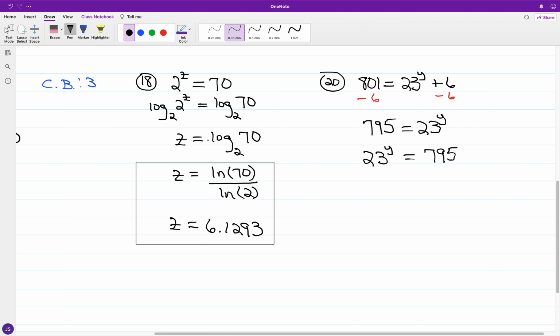And just like what I did to take care of base 2 in 18, I can take care of 23 if I take the base 23 logarithm on both sides. So the left-hand side becomes y. And for the base 23 logarithm of 795, I could apply ln again, but I'll just go with log. It's still going to be the same value.